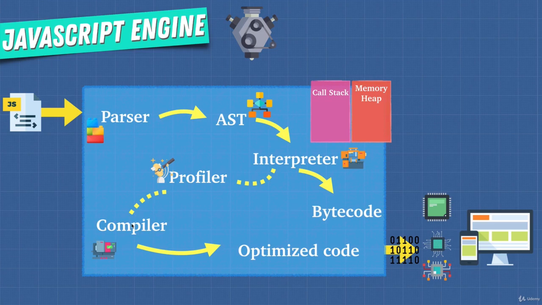And this compiler for V8 is called Turbofan. Again, a cool sounding name to make it sound like things are going fast. And by the way, just a bit of a fun fact.